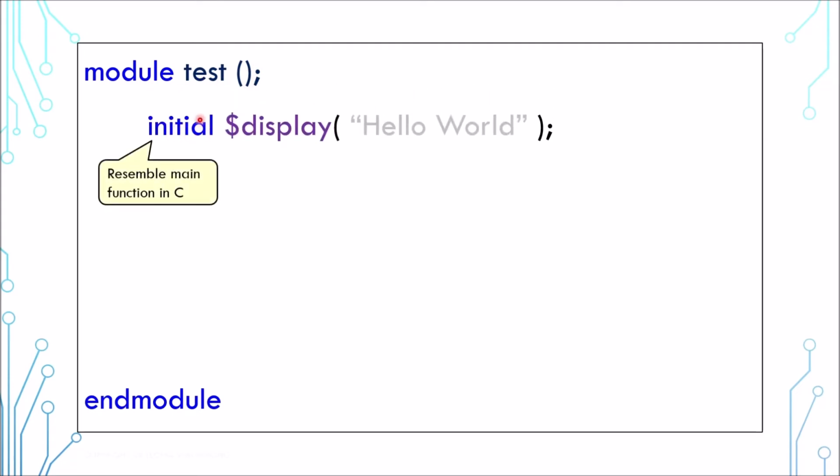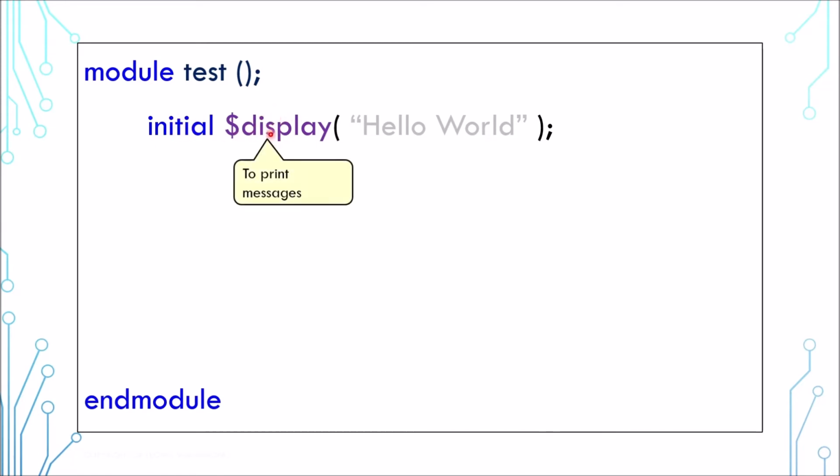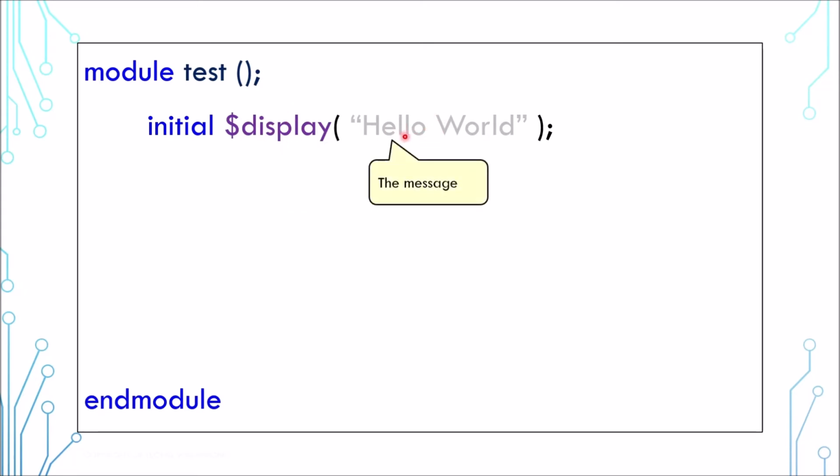It is like the main function in C programming. $display is a system function provided by the simulation tool. It is used to print messages. And finally, hello world is the message. Before I forget, the initial block is pure simulation code. It cannot be synthesized into a hardware design.